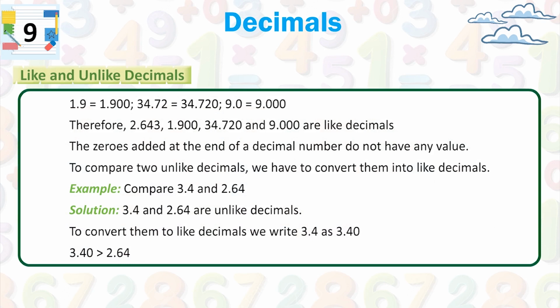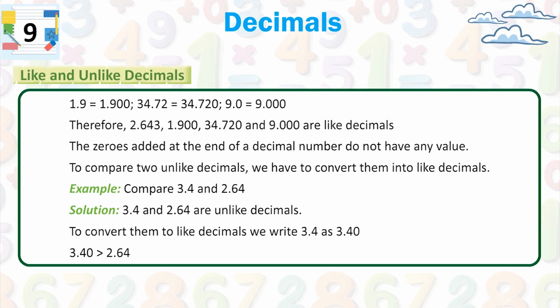34.72 is equal to 34.720. 9.0 is equal to 9.000. Therefore, 34.720 and 9.000 are like decimals. The zeros added at the end of a decimal number do not have any value.